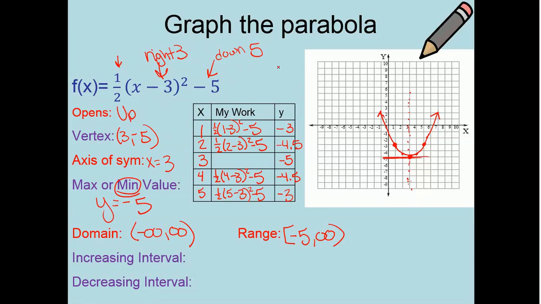Increasing and decreasing intervals, well, it looks like I'm decreasing first, right? And I'm decreasing until I hit my turnaround point, or this 3 right here. So I'm decreasing from negative infinity to 3. And then it looks like I start going up right here, right? Because that's where my graph goes. So from 3 to positive infinity, it looks like I'm going to be increasing.